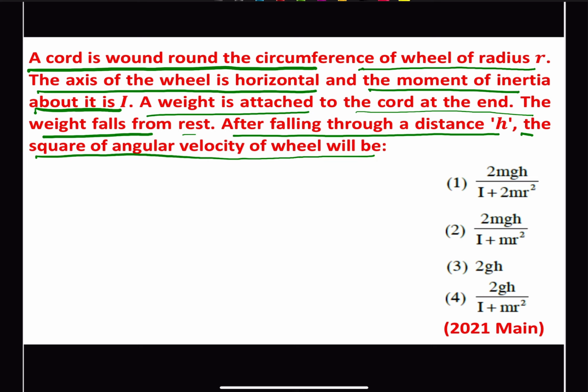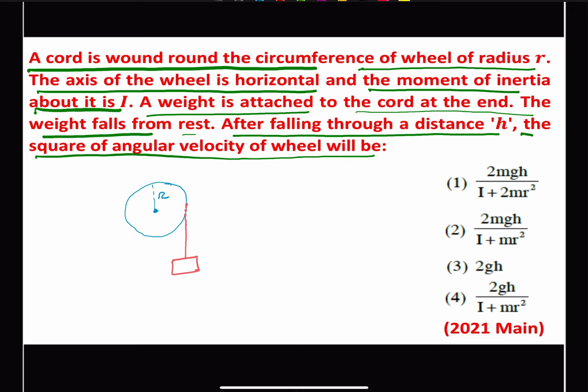So in this case, we are given a wheel, some kind of a ring, and suppose this is the center of the ring and its radius is given to us as small r. The axis is horizontal, and to this a cord is wound, and to the other end of the cord we have a weight.